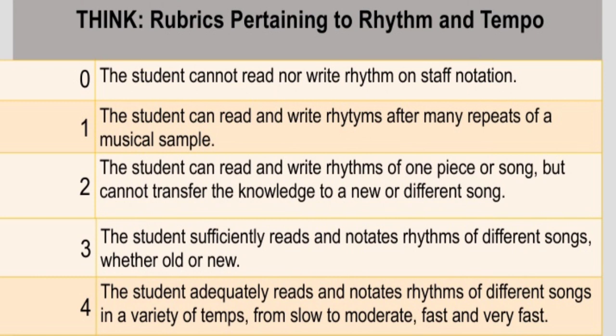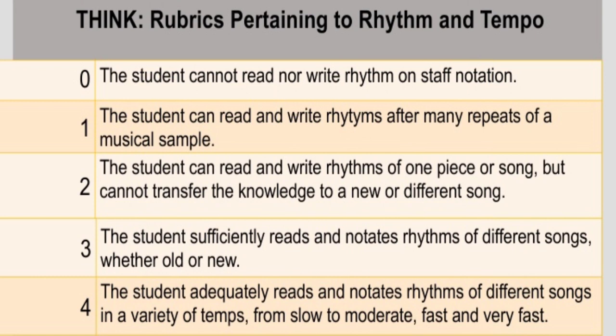Here's 0. You give your student 0 if the student cannot read nor write rhythm on staff notation. 1. The student can read and write rhythms after many repeats of a musical sample. 2. The student can read and write rhythms of one piece or song but cannot transfer the knowledge to a new or different song.